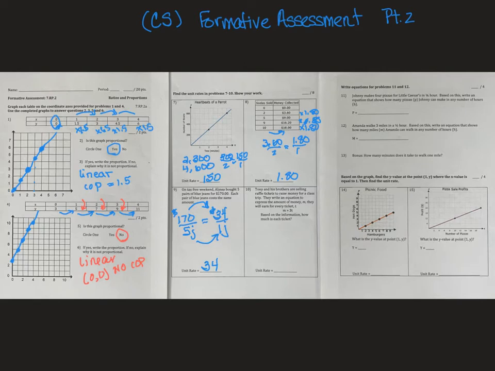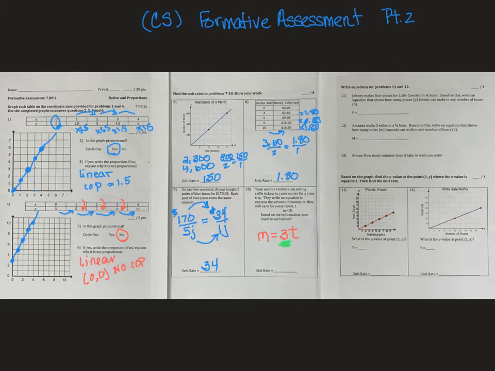Now, in this problem, I have to say, in past years, this has been a tricky problem for people. They keep forgetting. So if I have m equals 3 times t, the unit rate is this number.